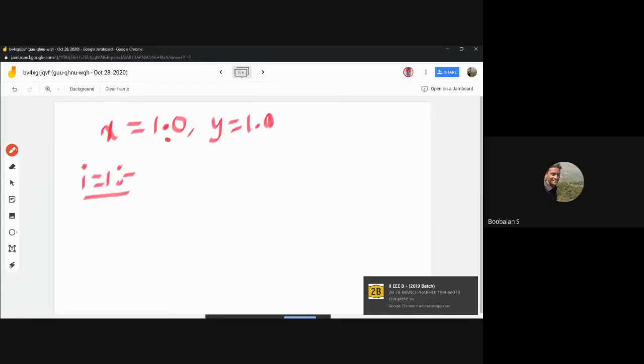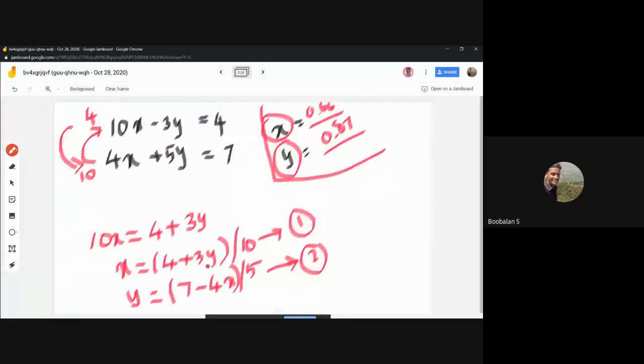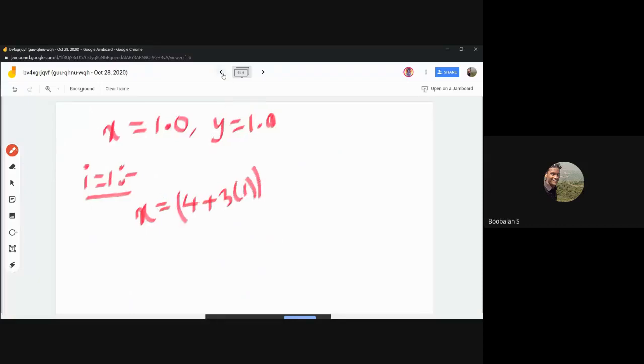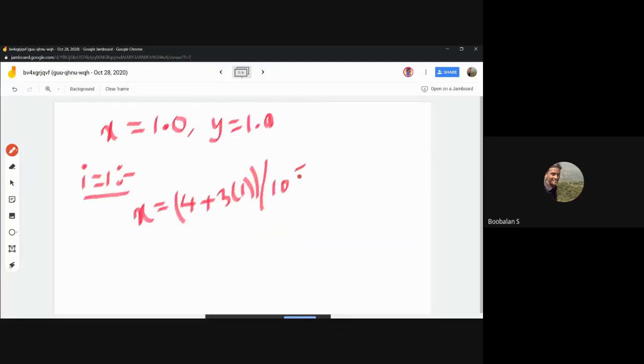Now initially they guess and take 1, 1. I substitute into this equation. What is the value for y? That is 1. Substituting, what comes? x equals 4 plus 3 into y1, that is the y value 1, so 3 into 1, whole divided by 10. So what is the value for x now? 4 plus 3 is 7, 7 by 10, that is around 0.7, right? So the x value is now 0.7.